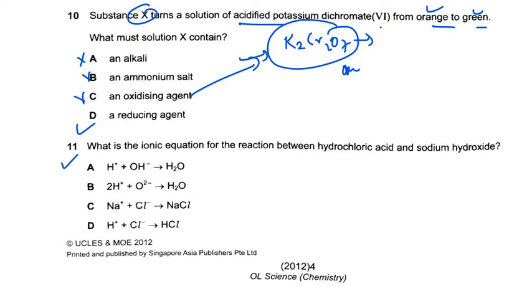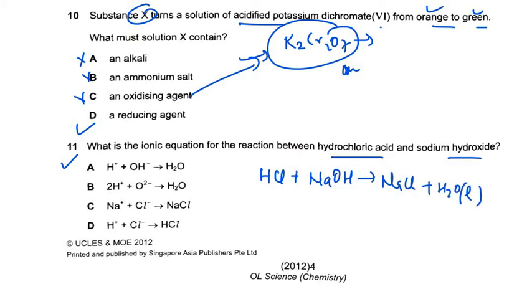So now question number 11. What is the ionic equation for the reaction of hydrochloric acid and sodium hydroxide? Ionic equations are the equations where you just show the net ions, what is changed. Now let's take an example. Hydrochloric acid is HCl, right, plus sodium hydroxide is NaOH. You know this is the acid and base, it will give you salt NaCl, plus water.